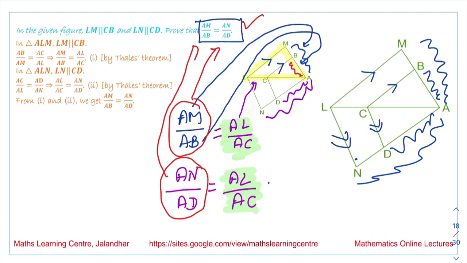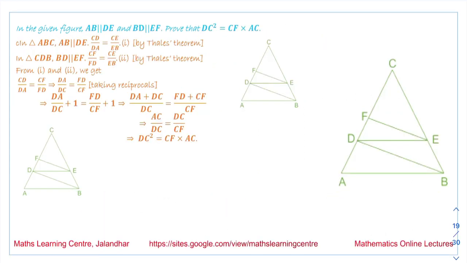Next, in the given figure, AB is parallel to DE. So these two sides, AB and DE, are parallel to each other. Similarly, BD and EF are parallel to each other. We have to prove that DC square, DC means this side, DC square is equal to CF, this much portion, into AC, this whole length.